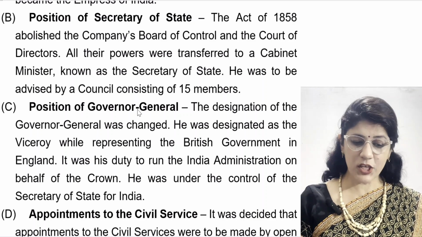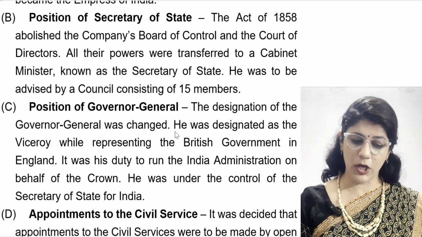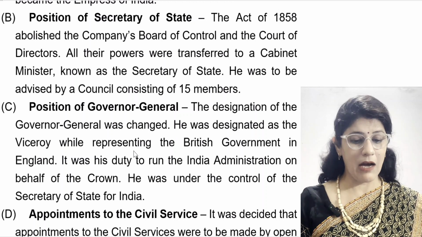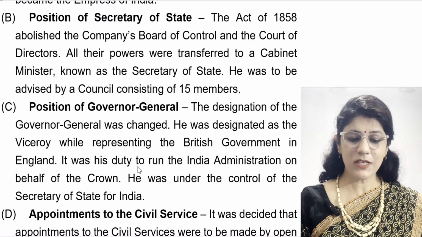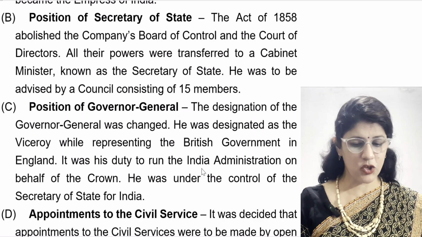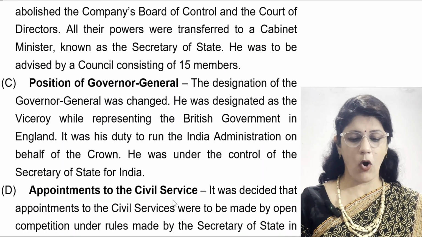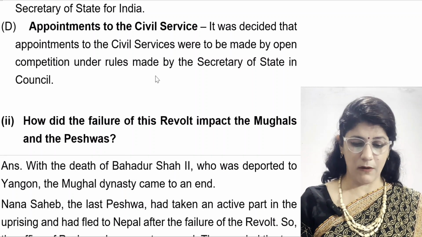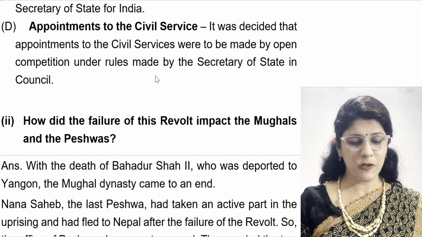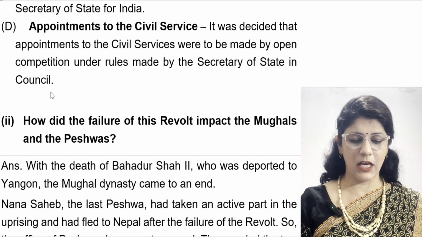Third point, position of Governor General. The designation of the Governor General was changed. He was designated as the Viceroy while representing the British government in England. It was his duty to run the Indian administration on behalf of the Crown. He was under the control of the Secretary of State for India. Fourth point, appointments to the civil service. It was decided that appointments to the civil service were to be made by open competition under rules made by the Secretary of State in Council.